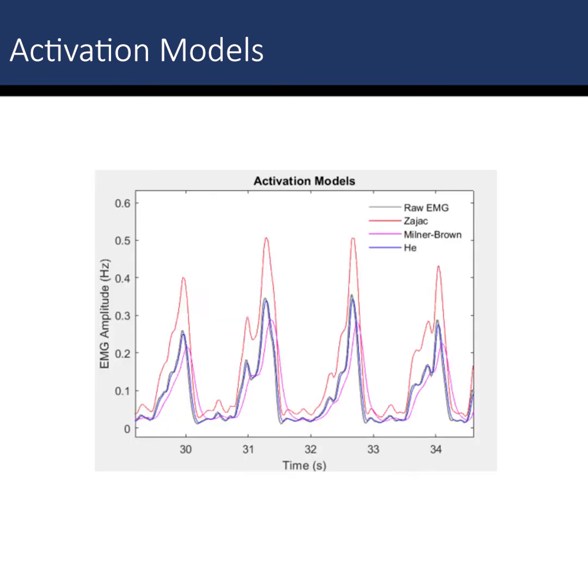Here is a comparison of the 3 activation models against a raw EMG signal for the soleus when you apply it in MATLAB. You can see that the green line is the raw EMG signal, the orange line is the Zajac model, the pink line is the Milner-Brown model, and the blue line is the He model. The He model most closely resembles the raw EMG.